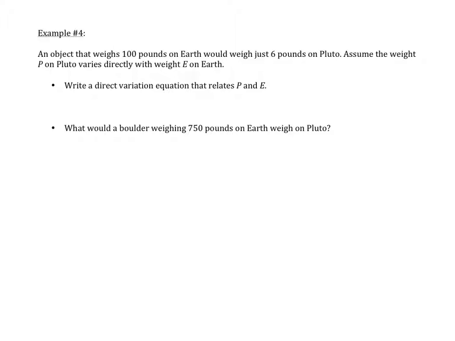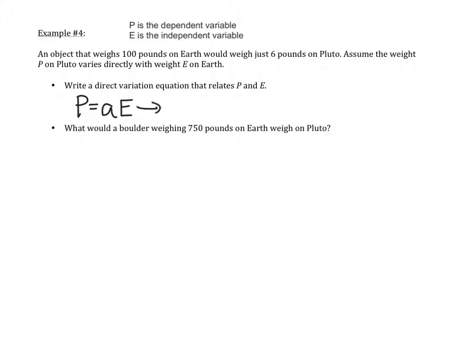Example number 4. An object that weighs 100 pounds on Earth would weigh just 6 pounds on Pluto. Assume the weight P on Pluto varies directly with weight E on Earth. Since P varies directly with E, that would mean that P is your dependent variable and E is your independent variable. That means our equation would be P equals the constant of variation times E. Therefore, for the first part where it says write a direct variation equation that relates P and E, our equation will look like P equals the constant of variation times E.